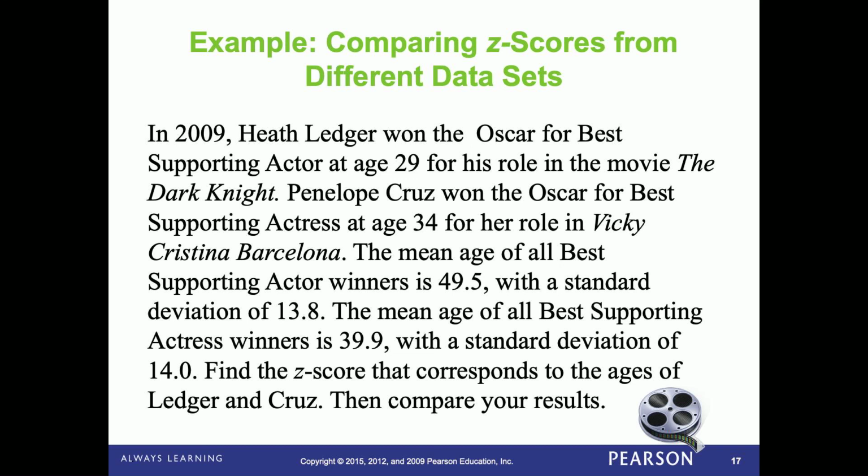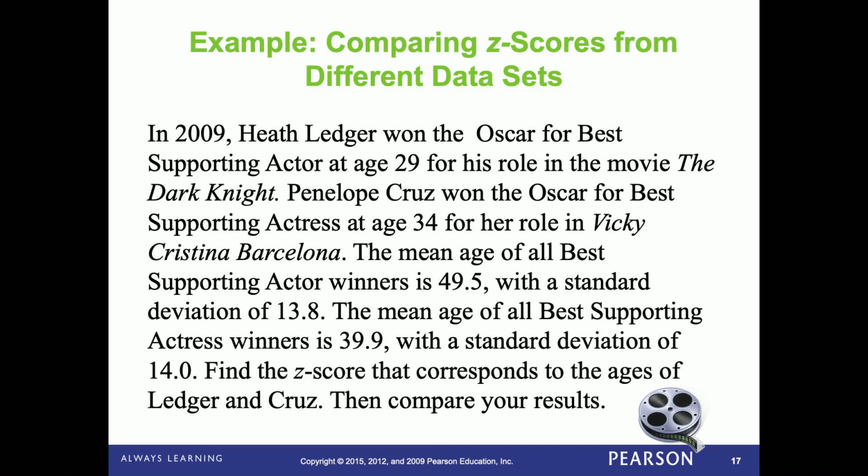The mean age of Best Supporting Actresses is 39.9. Those are the two mu's. You have a mu of 49.5 and you have a mu of 39.9 with a standard deviation of 14. So our two sigmas are 13.8 and 14.0. Find the Z-score corresponding to the ages of Ledger and Cruz.